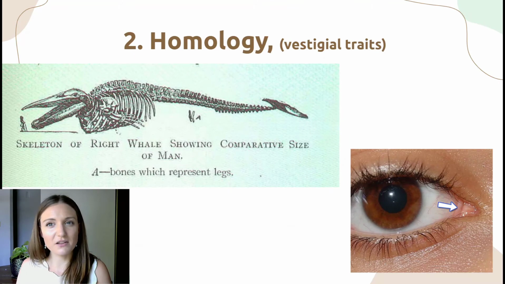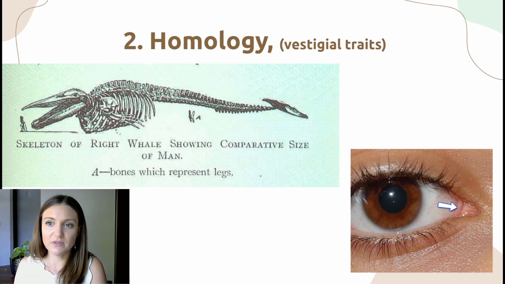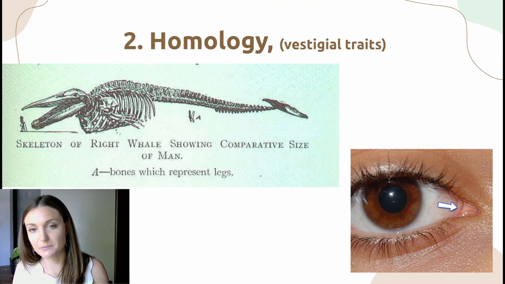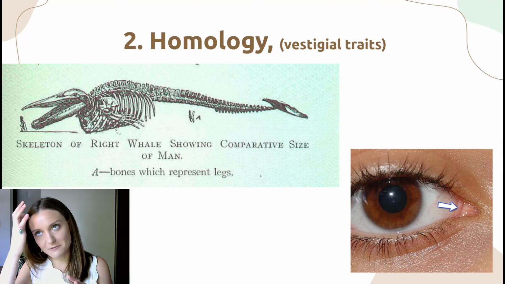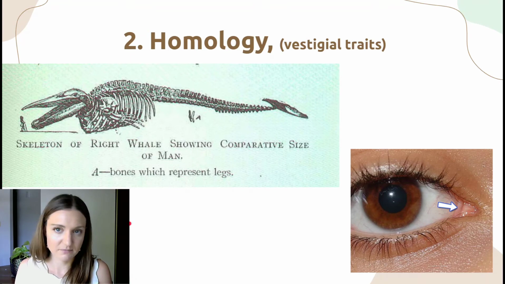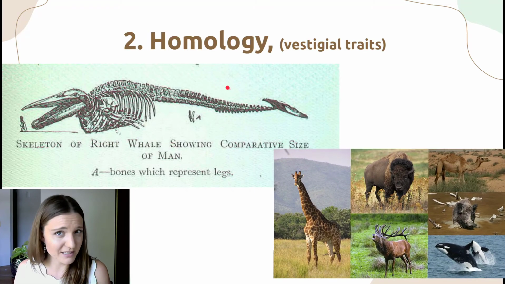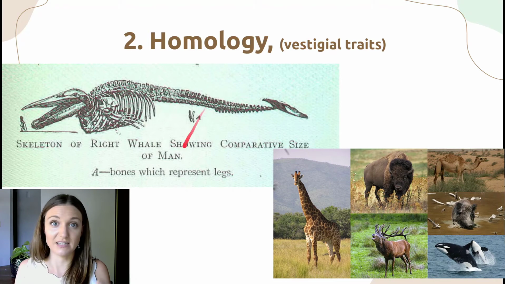We can also see homology reflected in what we call vestigial traits or vestigial characteristics. These are remnants from the shared ancestor that this organism has with other organisms that are no longer functioning or might be marginally functional, right? So for example, cetaceans, whales. Whales are most related to even-toed ungulates, ungulates with two toes, things like deer.